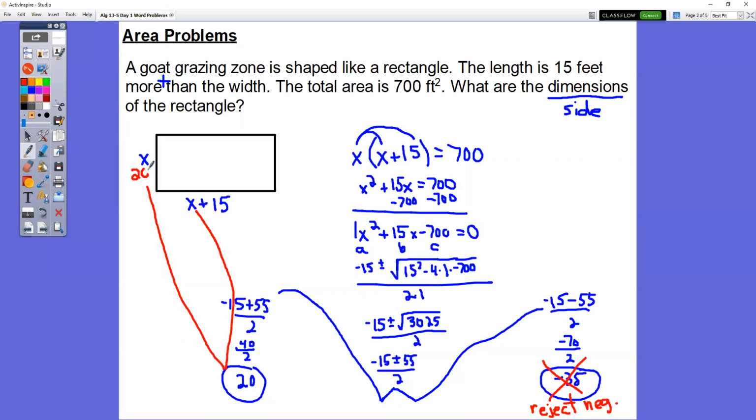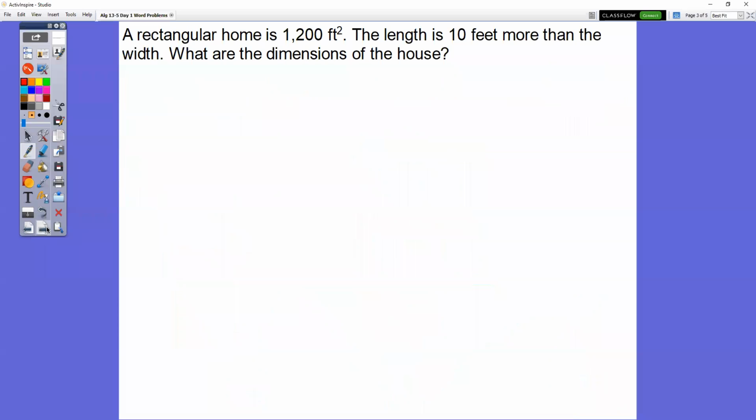So the width of the rectangle is 20. And then we sub a 20 into here. So 20 plus 15 gives you 35 for the length. So we have the width of 20, the length of 35. We rejected our negative answer. This is what you're going to do on every single question today. Take a look at the next one.